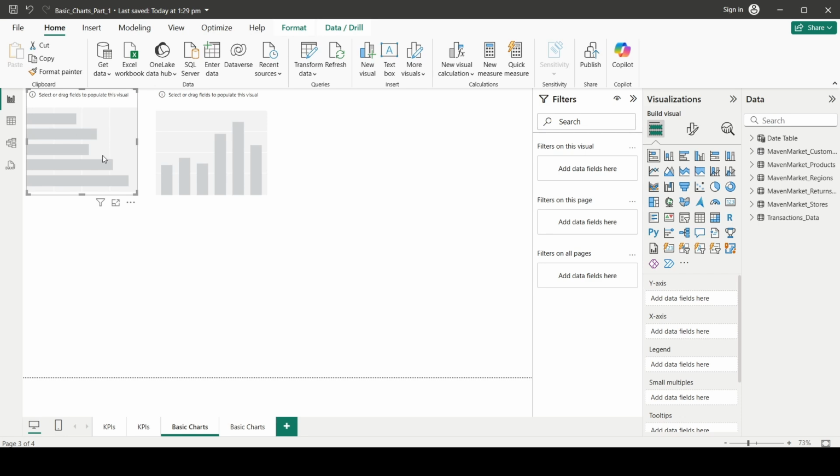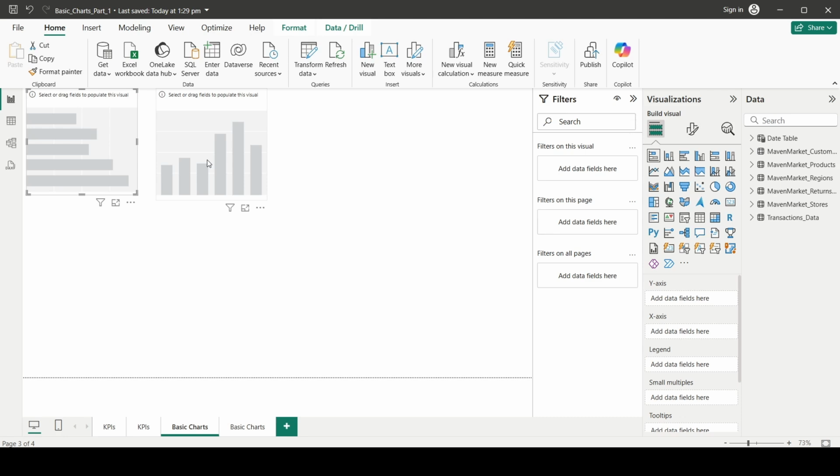The difference also lies in terms of axis. In a stacked column chart, the x-axis represents the category, for example product brand. The y-axis represents the total value, for example total quantity sold. Whereas in a stacked bar chart, the y-axis represents the category, that is product brand, and the x-axis represents the total value, that is total quantity sold.